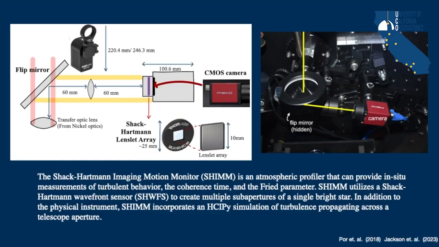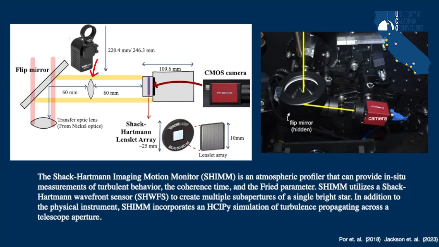The Shack-Hartmann Imaging Motion Monitor, or SHIMM, was originally designed as a low-cost portable atmospheric profiler. And here I describe our implementation of SHIMM onto the Nickel telescope. On the left, you can see a diagram of our physical instrument, which consists of three main components, the first being a flip mirror, which reflects light from the Nickel's optical pathway into our own, so switching from the red path on the diagram to the yellow path.